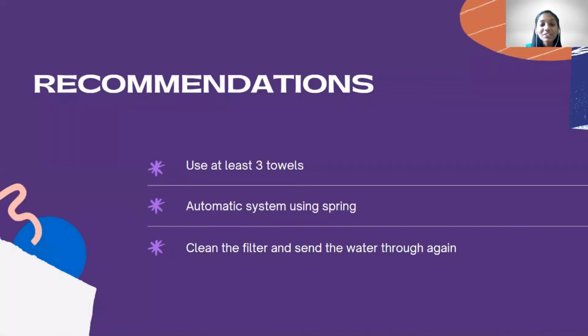Although our model is highly effective, a few measures can still be taken to improve the purity of the water. Firstly, try to use more than 3 towels or replace them with a sponge. In addition, an automatic system with a spring instead of pressing manually is highly recommended since it saves energy. Lastly, clean the filter and send the water through again for the next filtration process, as we initially mentioned that it is not safe enough to drink.